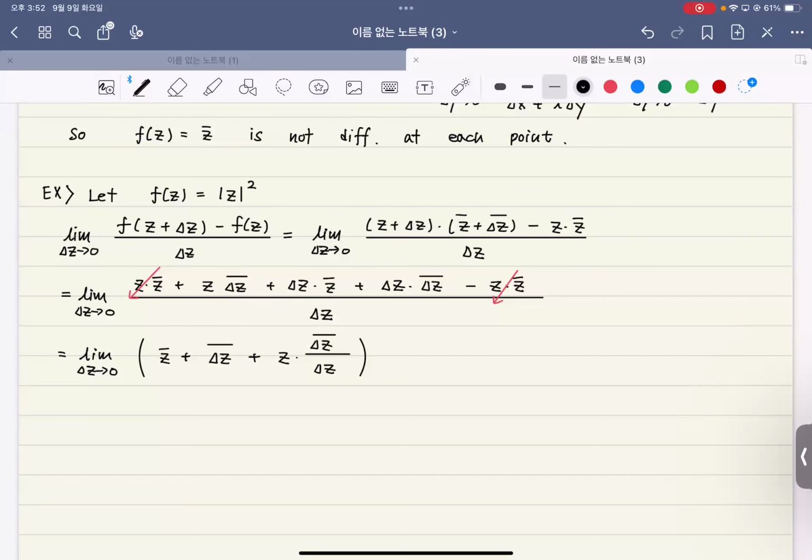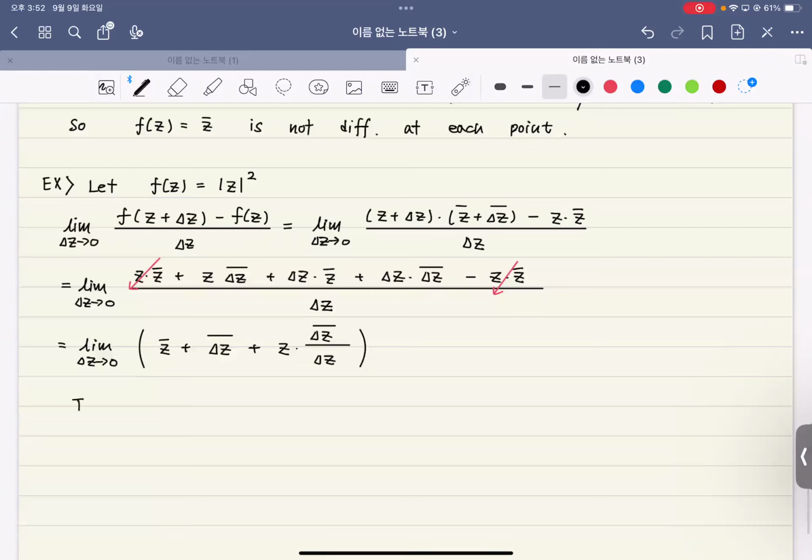So this modulus function is complex differentiable at z equals 0. I should say, sorry, only at the origin. Okay, yeah.